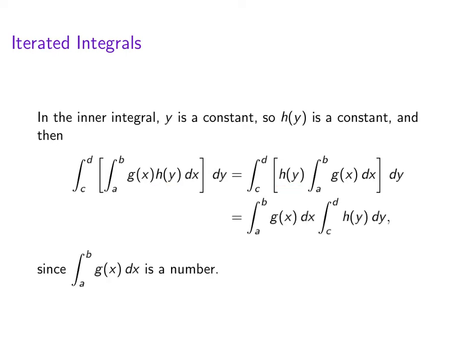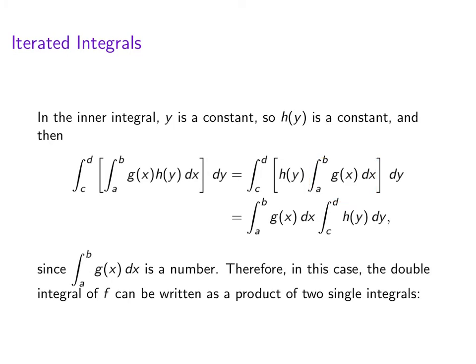But now we have that the integral from a to b of g of x, that's this guy here, that is actually just a number, so we can bring it out of the y integral. So the integral from a to b of g of x dx is just some number, so it can be factored out.